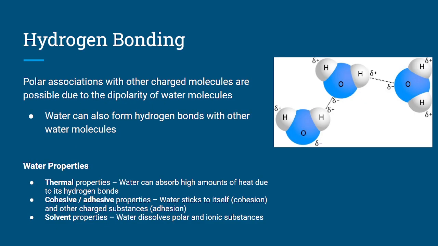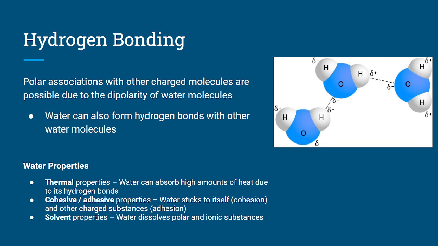Let's focus on hydrogen bonding now. Hydrogen bonding occurs when hydrogen bonds to another substance or molecule. For example, water binding to water due to hydrogen forming associations with the oxygen atoms of other molecules. So polar associations with other charged molecules are possible due to the dipolarity of water molecules, as water can form hydrogen bonds with other things or itself as water molecules.